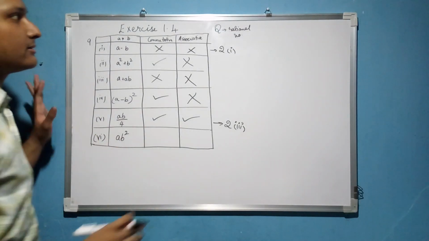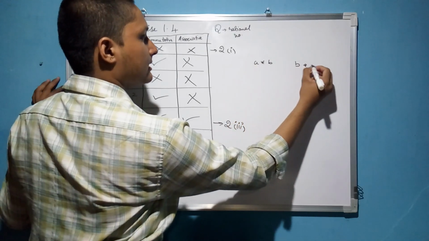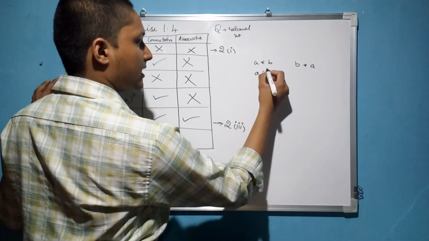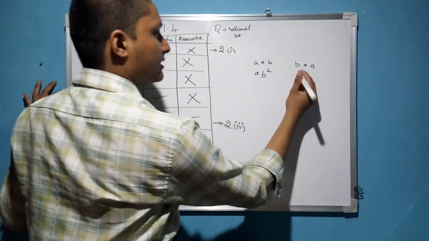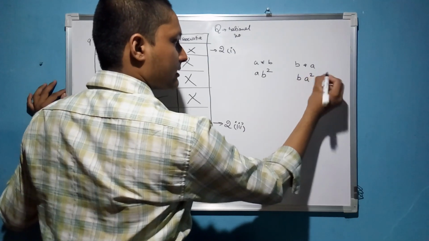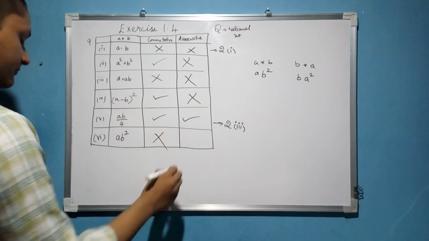This doesn't look like it's commutative also. So a star b and b star a: a star b comes to be a b square, that is first into second square, and b star a is b a square. Are they equal? They're not equal, so it's not commutative.